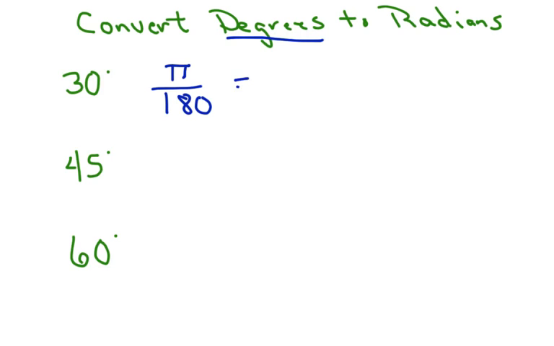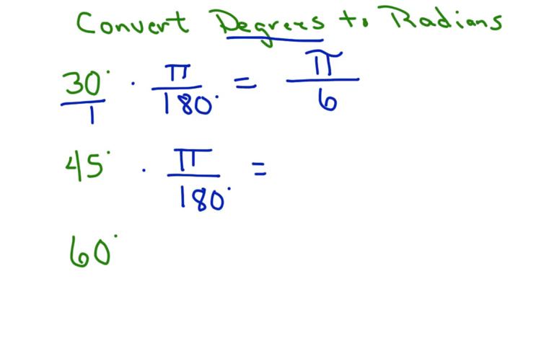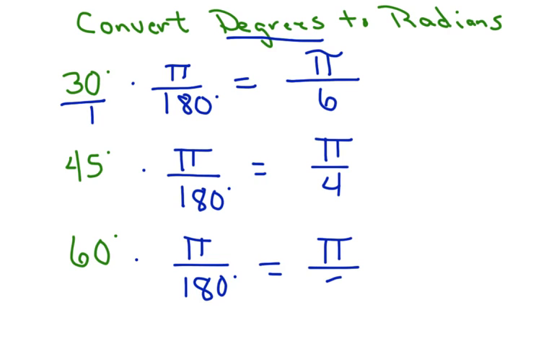Now, I do not use a calculator on this. The best way to do this is to say, because this is over 1, correct? I say, how many times does 30 go into 180? How many 30 degrees are in 180 degrees? 6. So my radian measurement is pi over 6. How many 45 degrees are in 180? 4. So it's just pi over 4. How many 60 degree measurements are in 180? 3. So that would be pi over 3.